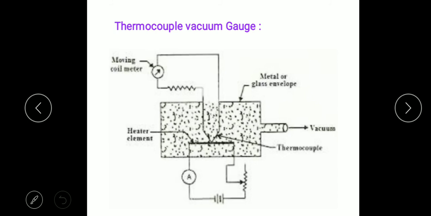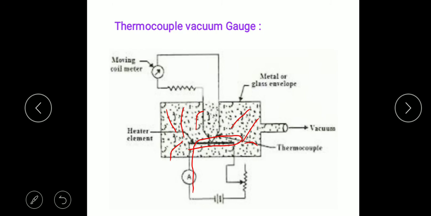So here the same concept will happen. Due to the current, the heater element will get heated and it will lose the heat to the surrounding gas. So what will happen? The surrounding gas will absorb the heat released by the heater element, and because of that, the conductivity of the gas will reduce. As we all know, the thermocouple vacuum gauge basically works on the principle: lower pressure means lower thermal conductivity.